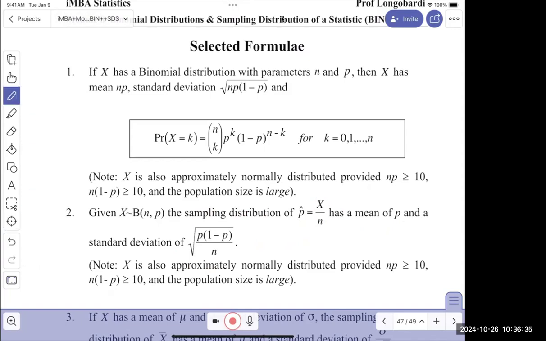And I refer to this as, this is from the binomial material, but it's also with regards to SDS. SDS is the sampling distribution of a statistic. The sampling distribution of a statistic. And this material is also from the material on a sampling distribution of a statistic, SDS.